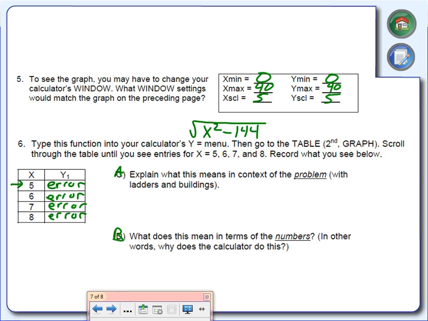I want you to write it down on your paper. Do not say anything out loud. Why do we get an error next to 5, 6, 7, and 8, when the calculator has no idea that we're talking about extension ladders and trying to reach a building? Write it down. Think about it. Make sure you go into a little more detail than "because." I need more than "because."